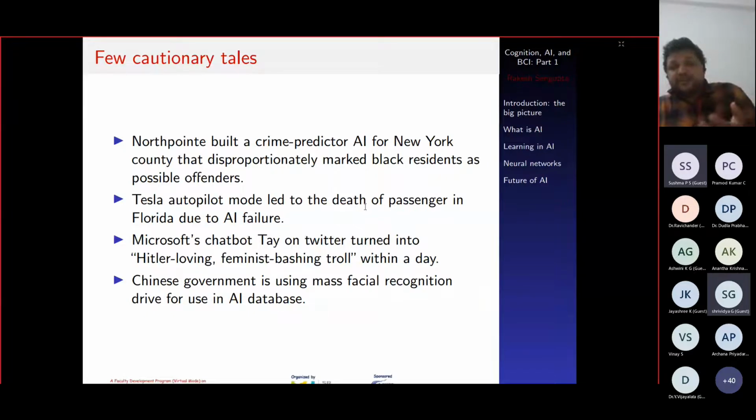Cautionary tales are also important. For instance, Northpointe built a crime predictor AI for New York County that disproportionately marked African American residents as possible offenders. Again, Tesla's autopilot mode led to the death of a stranger in Florida due to AI failure. Microsoft chatbot Tay on Twitter turned into a Hitler-loving, feminist-bashing troll within a day just by soaking in our humanity. And of course, the Chinese government is using a mass facial recognition drive for its AI databases. So all of these should be taken into account when you're building an application. We work to better humanity, not to plunge us into darkness.